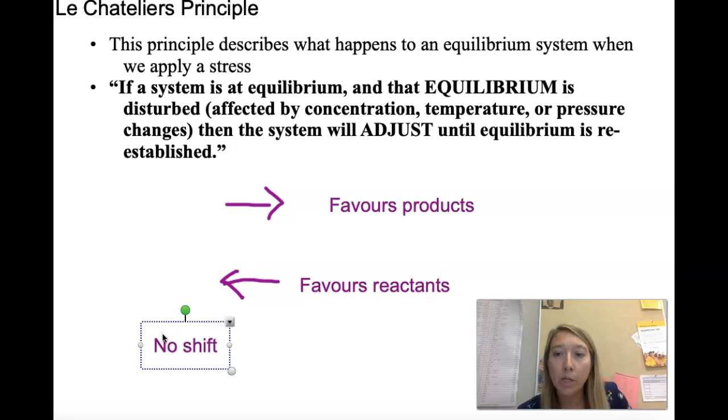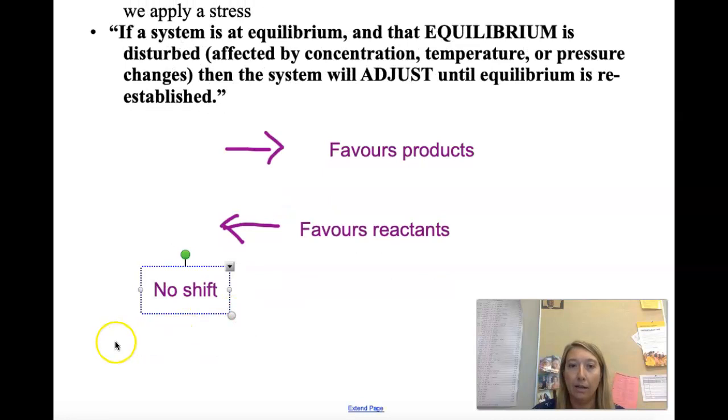How you're going to be able to predict whether it's going to shift right, shift left, or not shift is by applying Le Chatelier's principle. What this principle basically tells us is that whatever we do to the system, it's going to try to counteract that. If we were to increase something, it wants to decrease it because it wants to do the opposite. So when you do Le Chatelier questions, you want to approach it in a very logical manner because that's usually going to be your best way of doing it.